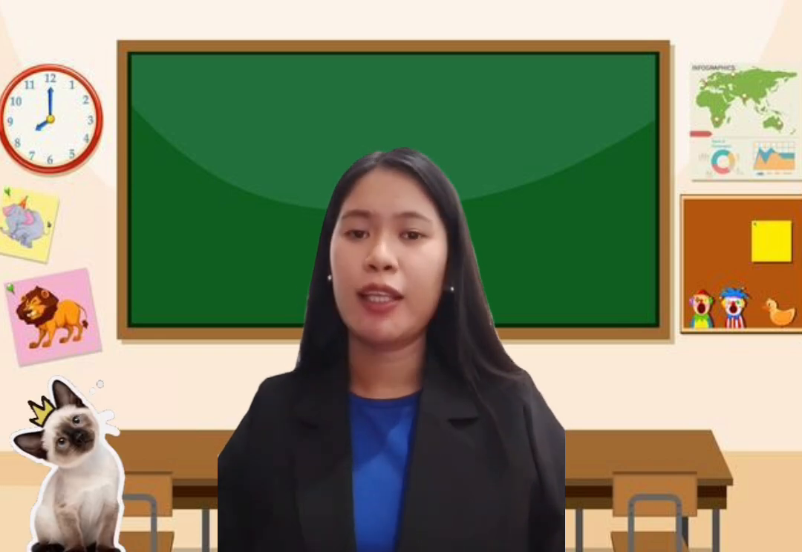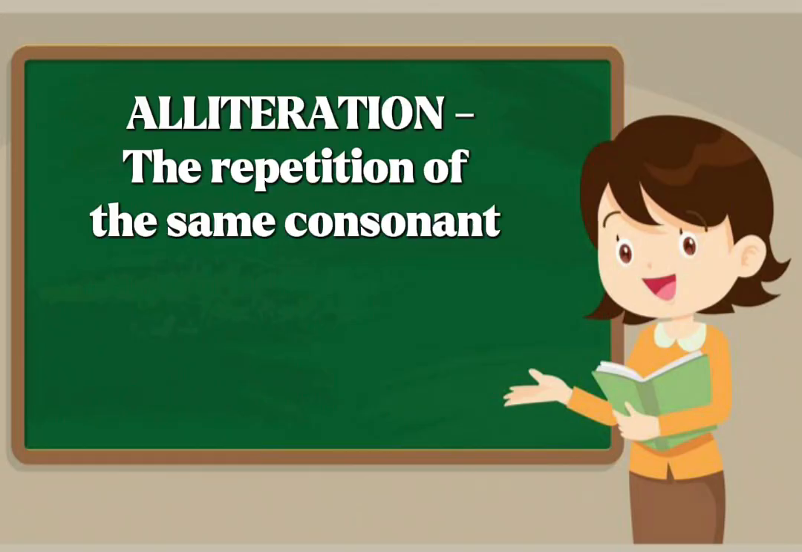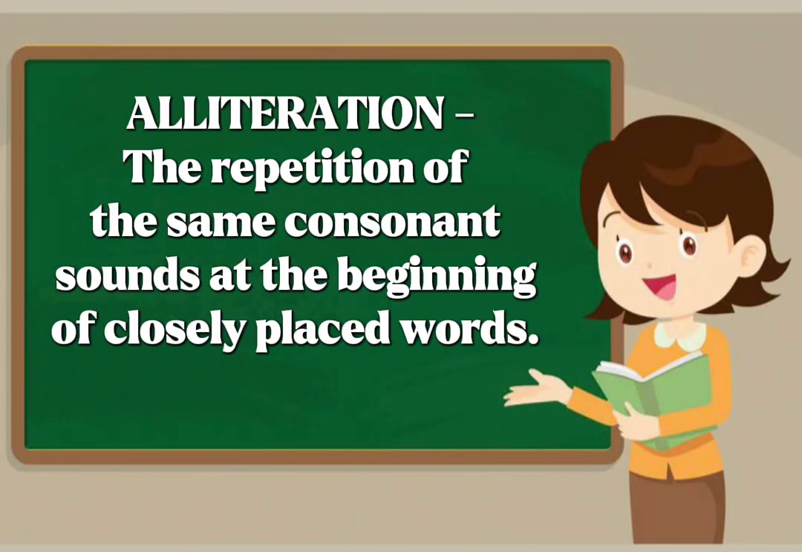So class, what figure of sound do you think is this? Correct, it is onomatopoeia because the word imitates the real sound. So next, let's define what is alliteration. Alliteration is the repetition of the same consonant sound at the beginning of closely placed words. It means that this happens when the words close together start with the same consonant sound. It makes the sentence easy to remember.